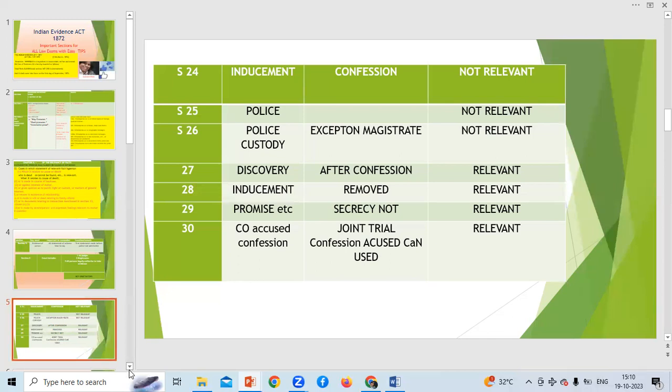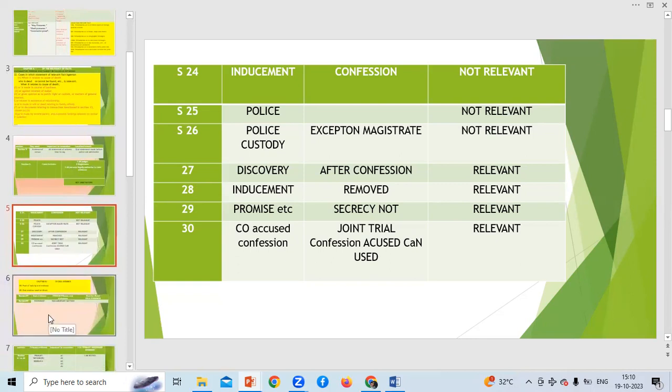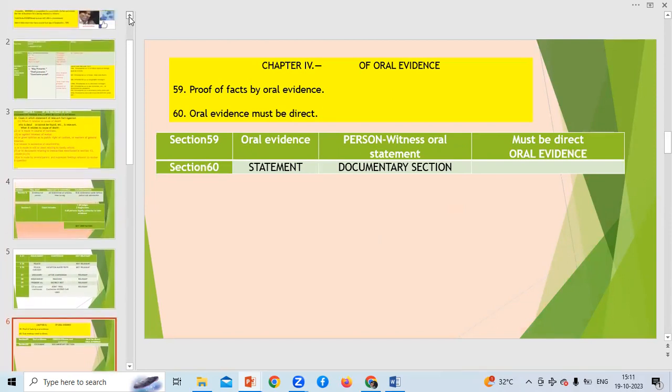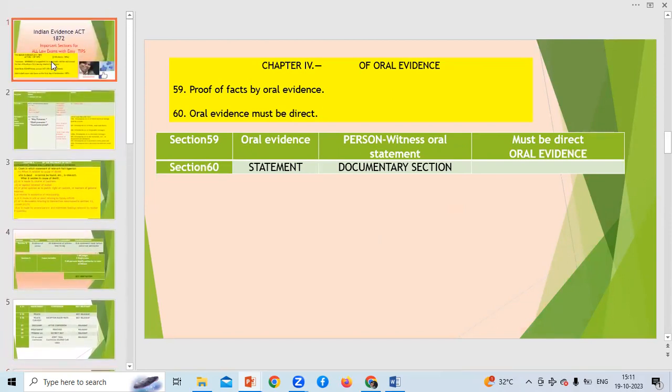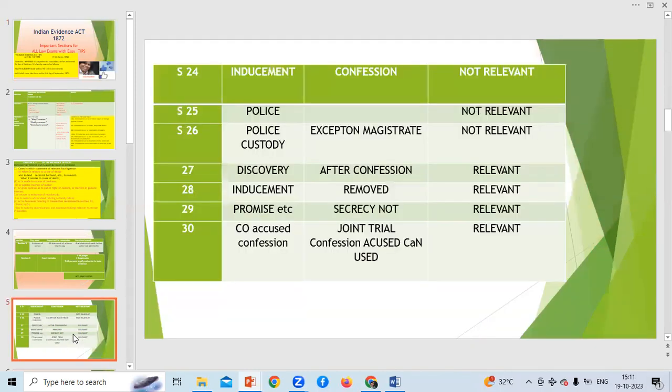We'll go for the next slide and stop this only. After this, we'll just continue in the next video. This is chapter 4. There are 11 chapters, as I initially said. The Indian Evidence Act has 11 chapters in total, and the total sections are 167.